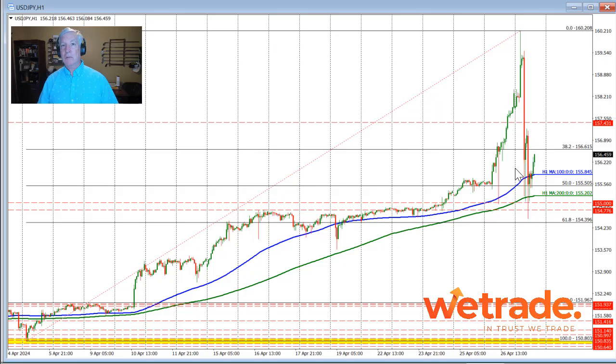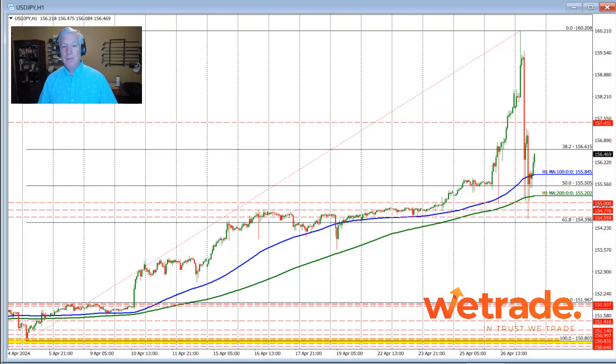Had the corrective move to the upside, which took the price up to a high of 157.23, and then rotated back to the downside, breaking below the 200-hour moving average with momentum this time. But the 61.8% retracement seemed to have been a level of interest from the market, as did these lows right through here. And the price since has rotated back to the upside.